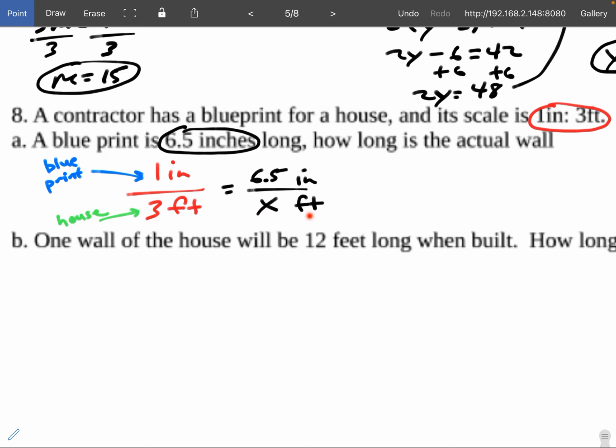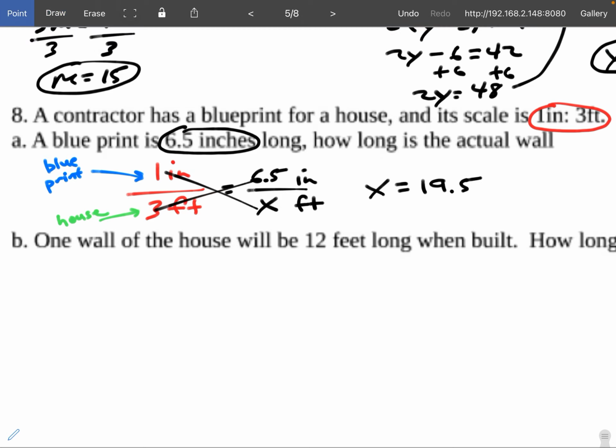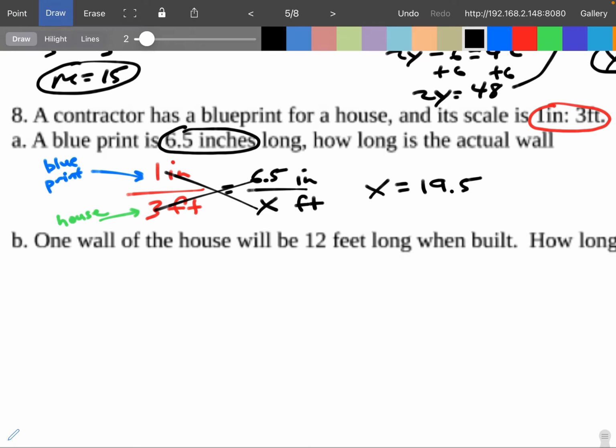Does that make sense? Because it says right here, how long is the actual wall? So that would be the actual wall in the house. How many feet long is that? So let's do our cross product here. 1 times x, that's just x. And then 3 times 6.5. What's that, 19 and a half? Yeah. And again, you can see that answer for x is going to come out in feet. That's the length of the actual wall in the house.